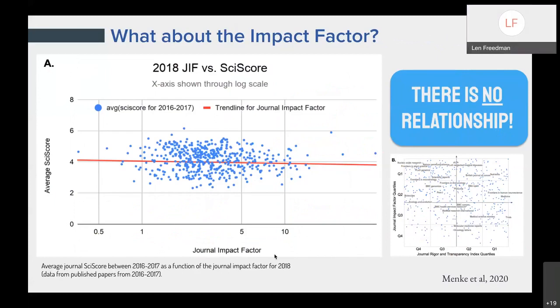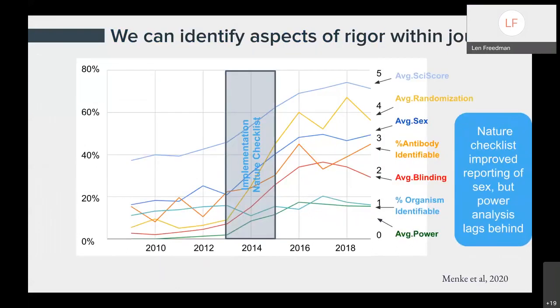But it also really shows that there's quite a ways to go still. So sorry again, is the difference that you were alluding to, say, between Cell and Nature, both of which have their own checklists, attributable to how strongly the editors and reviewers are enforcing these checklists?